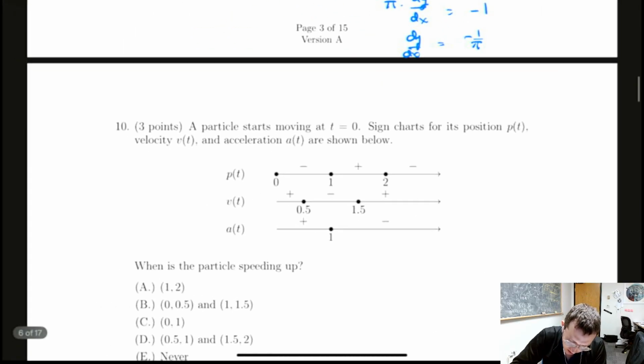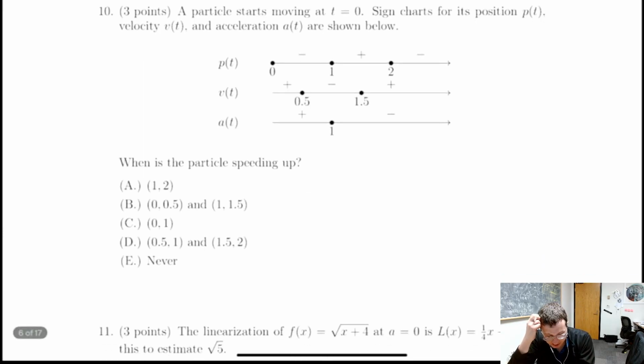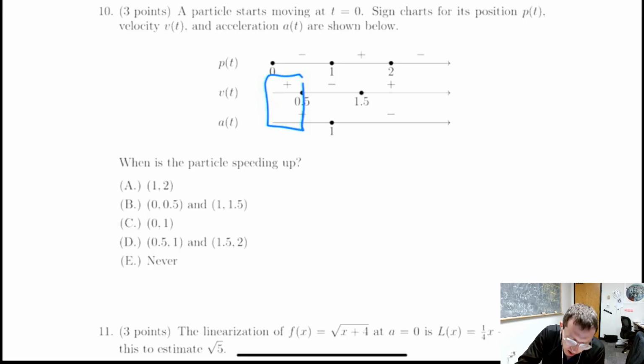All right. We've got some sign charts for position, velocity, and acceleration, and they want to know when the particle is speeding up. A particle is speeding up when its acceleration and its velocity are in the same direction. It's being pushed in the same direction that it's already going. So that'll happen when the velocity and acceleration are both positive, or when the velocity and acceleration are both negative. So it looks like it's going to be 0 to 0.5 and 1 to 1.5.